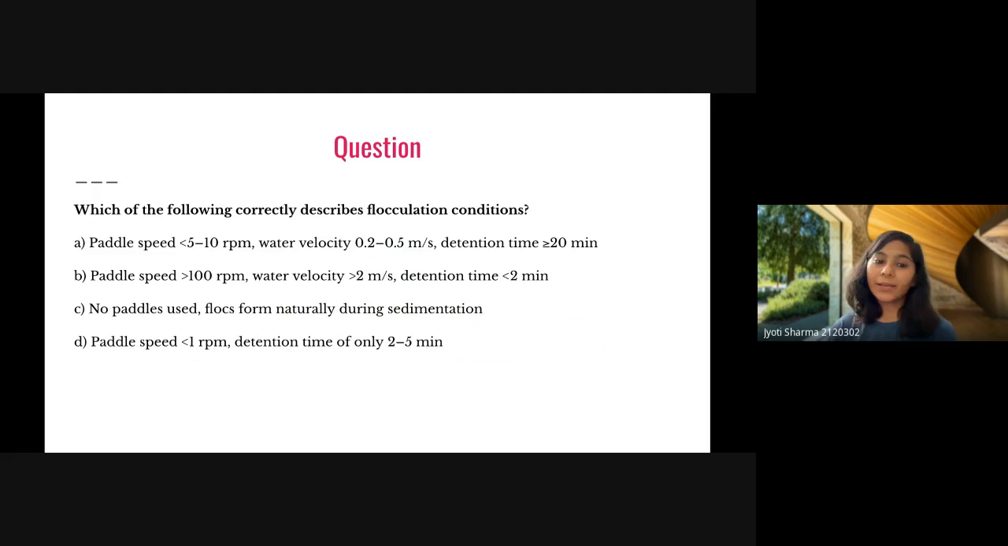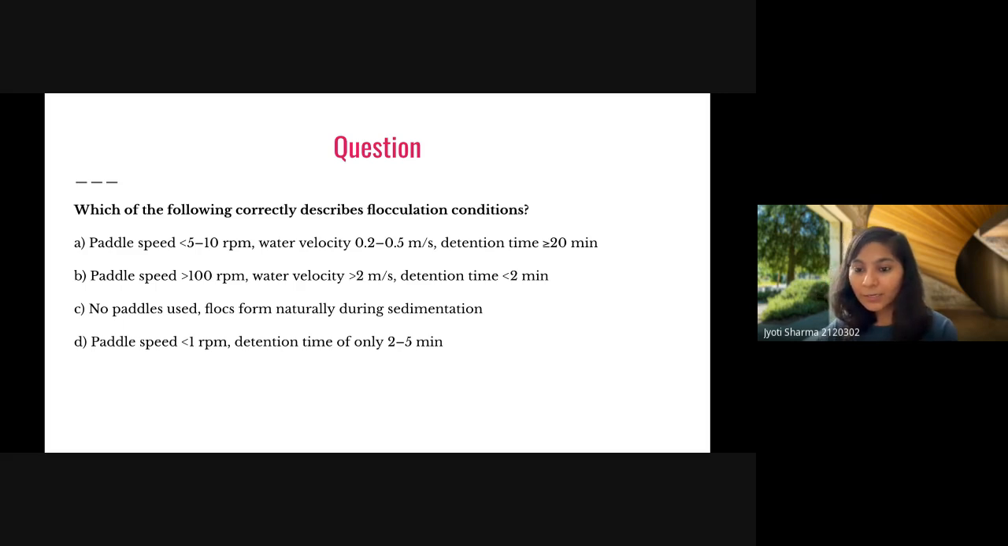Now you again have to tell me what velocity, paddle speed or detention time we should give for the flocculation. Option A is paddle speed 5 to 10 rotations per minute, water velocity 0.2 to 0.5 meter per second, and detention time more than 20 minutes. In B, detention time is less than 2 minutes. In C, detention time is not given, and for D, detention time of only 2 to 5 minutes.